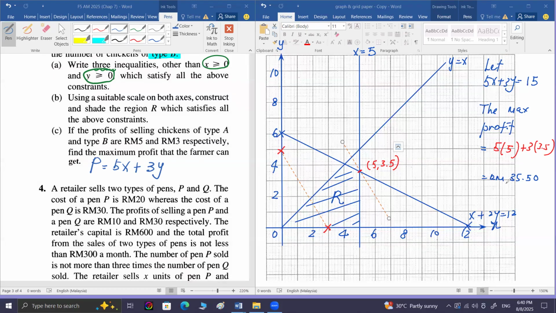Okay, question 4. You try to form the inequalities without my explanation first and see. And then you try to draw the graph, shade the region, then later only I continue the rest. So write down first before I delete that, class. Okay, keep doing.